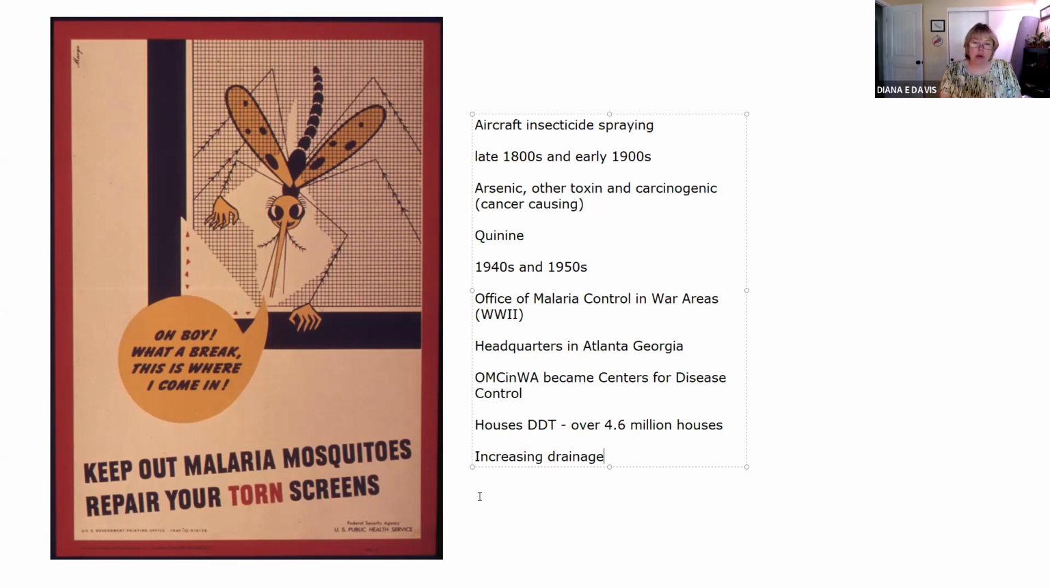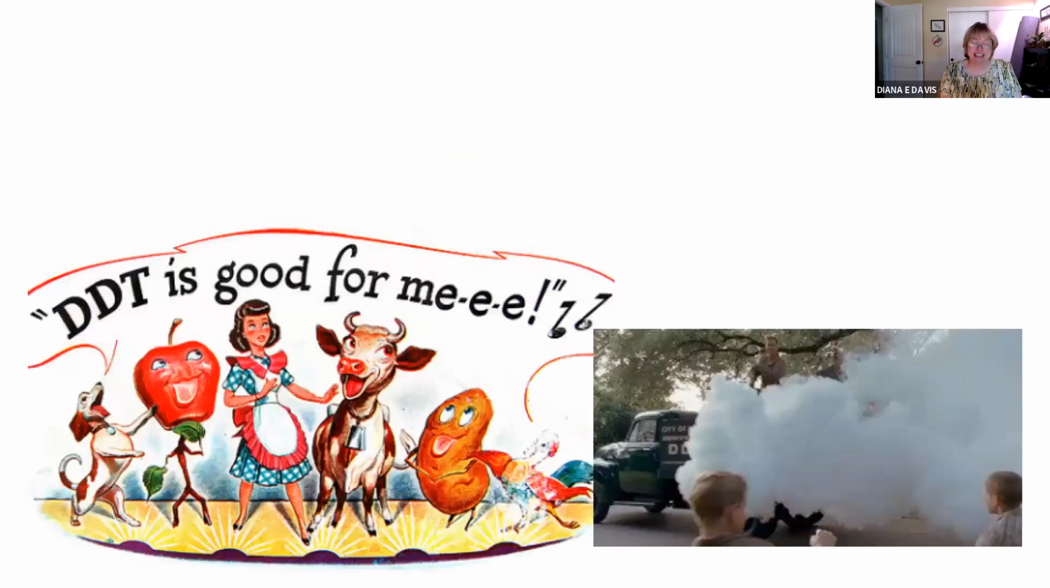Today, most malaria in the US happens in people who are travelers from other countries and immigrants. And the last statistic I got, there were about 1,500 to 2,000 cases a year and 5 deaths. So we did a pretty damn good job. We did a lot of environmental destruction at the time.